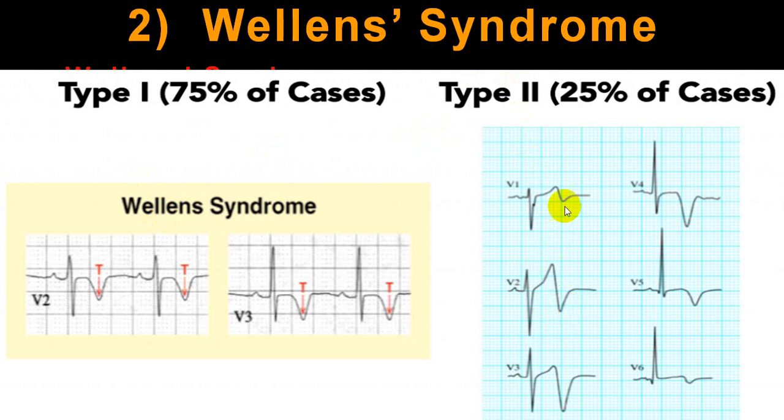You can see a biphasic wave in V1, V2 and V3, and this will be type 2 classical, that is deep symmetrical T wave inversion. If you see that in V2, V3, that will be in favor of type 2, which is almost 75%.